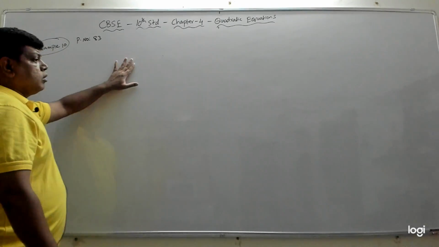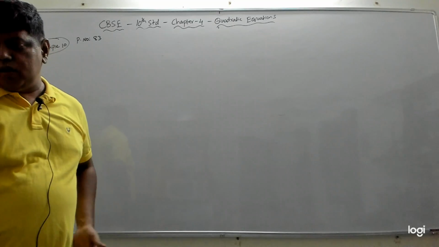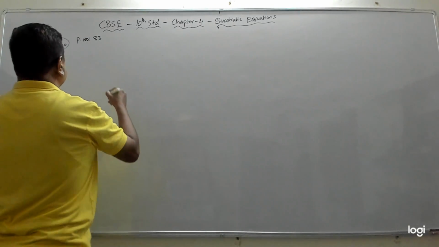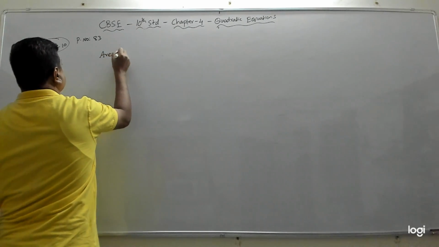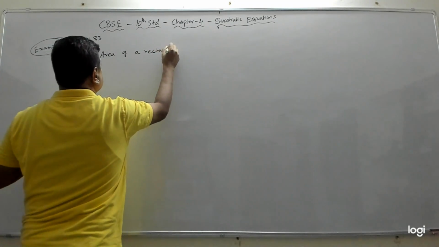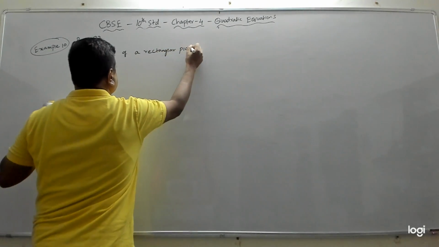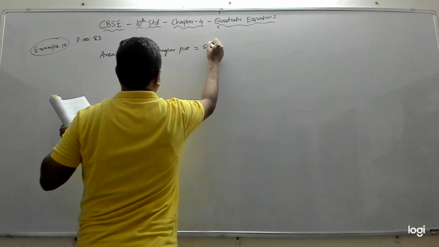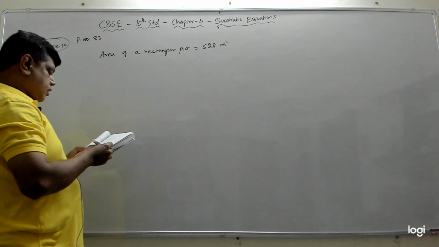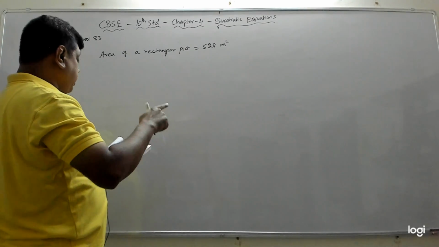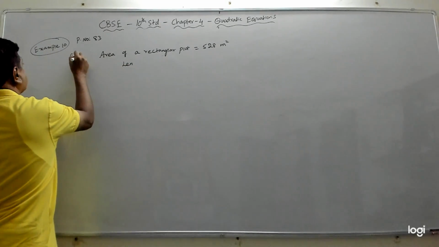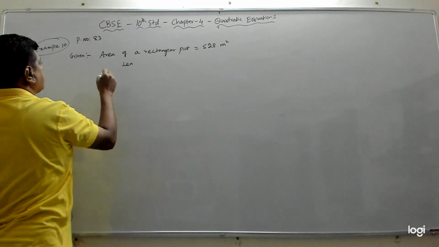Right? So now, what is given is the area of the rectangular plot. So area of a rectangular plot is equal to 528 meters square. Also, what is given? The length of the plot is 1 more than twice the breadth. These are the two pieces of information given in the question.